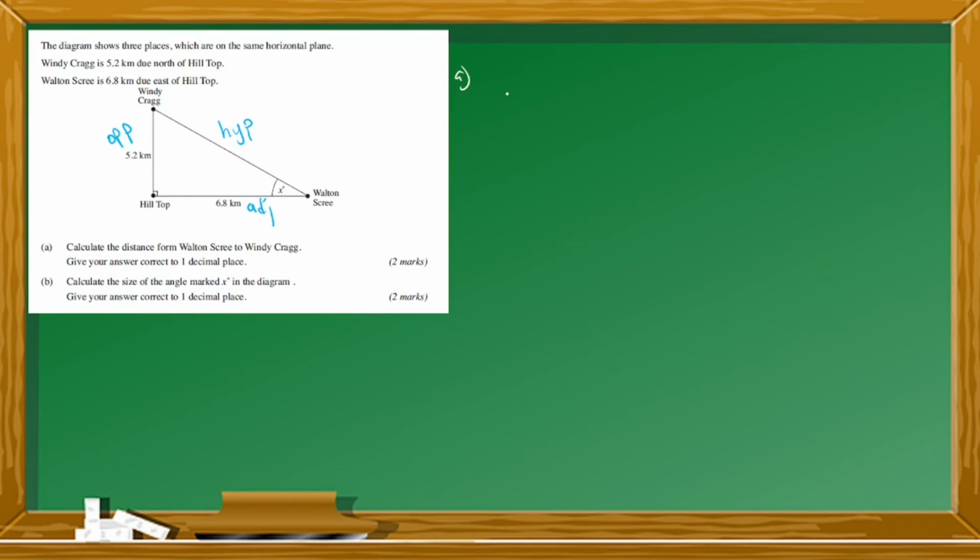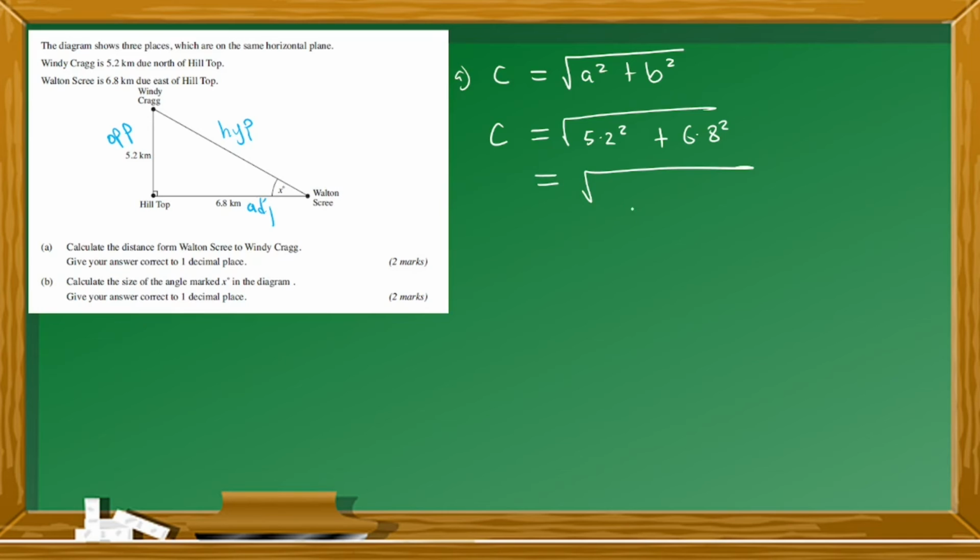Using the Pythagoras theorem to find the hypotenuse, let's say the hypotenuse is c, which is equal to the square root of the sum of the two shorter sides squared. So c is equal to, let's substitute our values, 5.2 squared plus 6.8 squared. When we find the square of both of those, 5.2 squared is 27.04 and 6.8 squared is 46.24.